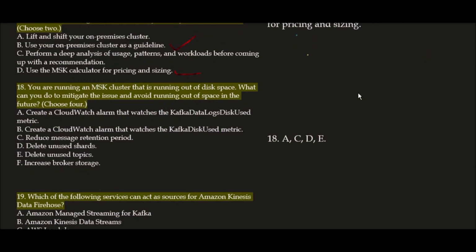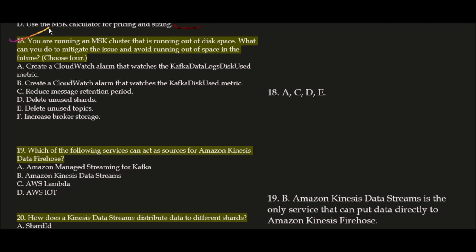Okay. Next question. You are running an MSK cluster that is running out of disk space. What can you do to mitigate the issues and avoid running out of space in the future? Choose any four. Option A. Create a CloudWatch alarm that watches the Kafka data logs disk used metric. Option B. Create a CloudWatch alarm that watches the Kafka disk use metric. Option C. Reduce message retention period. Option D. Delete unused shards. Option E. Delete unused topics. And option F is increase block storage.